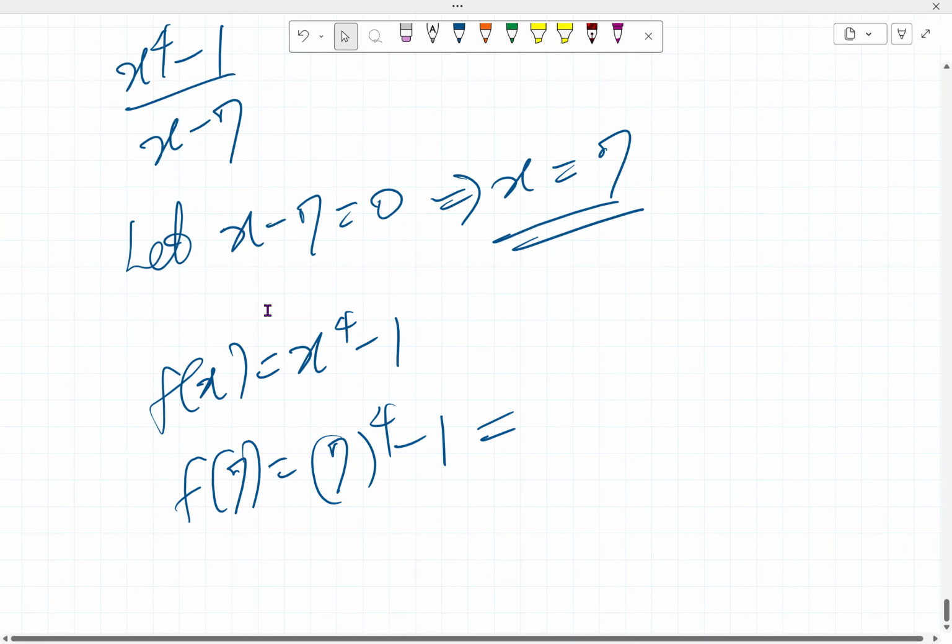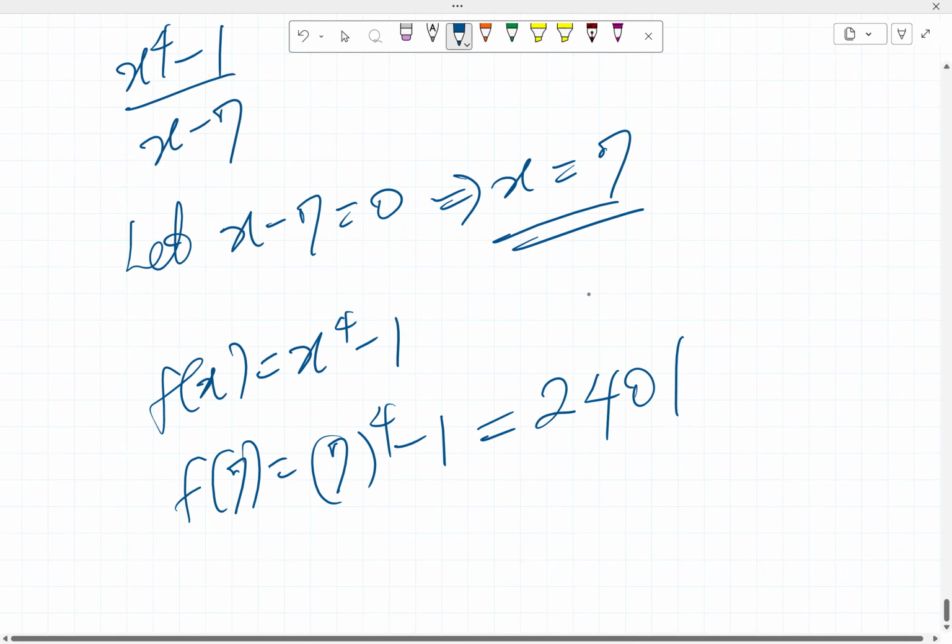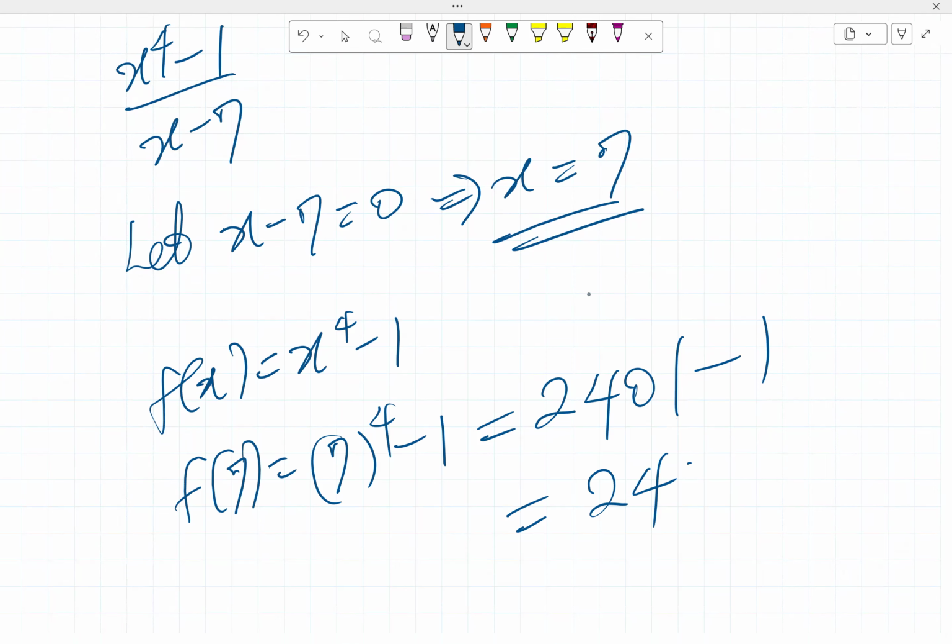Okay, 49 times 49 times 49. Let me just quickly do it on my phone and drop the answer. I think we should be in order. That's 2401. Okay, we are good. 2401 minus 1 is 2400, so we are correct.